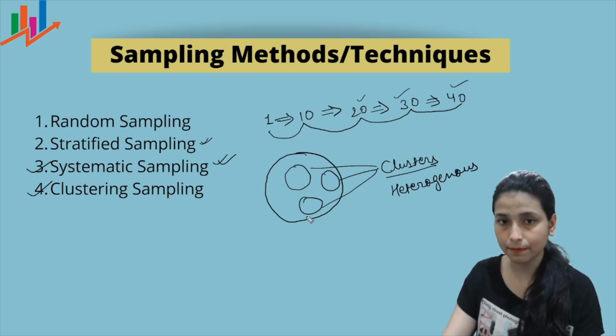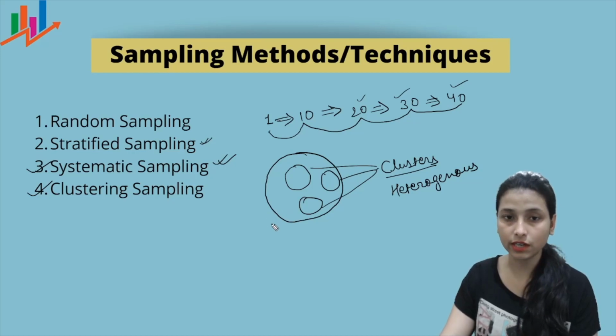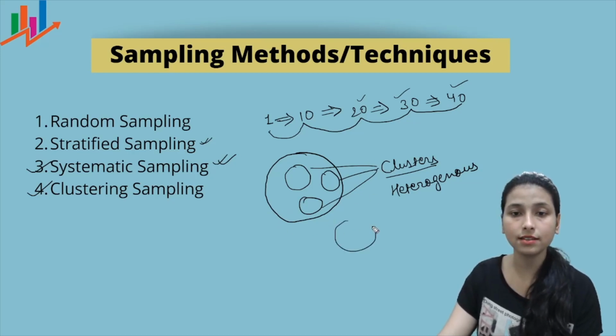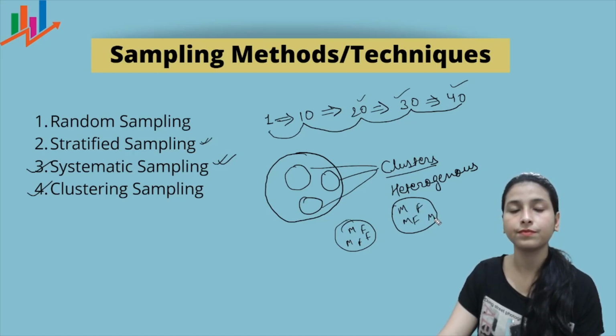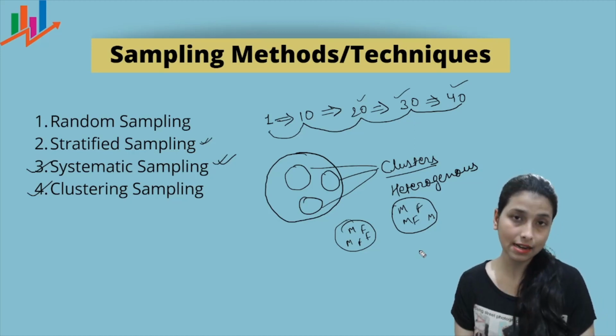Taking the same example, let's say that this population data consists of gender, and I have to take a cluster. This particular cluster is not always supposed to be homogeneous. It may contain male, female, male, female, female, right? Here also it may contain both male and female. So this is the difference between stratified sampling and cluster sampling.